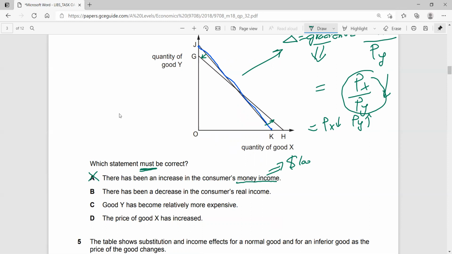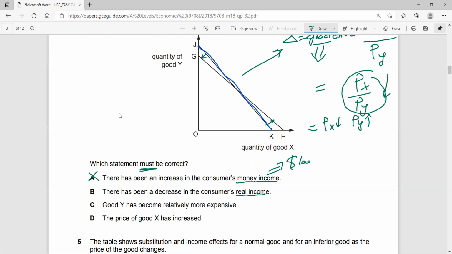Part B says there has been a decrease in the consumer's real income. Now, what you should know is that your real income increases if your purchasing power increases, usually when prices decrease, so you can buy more. And your real income decreases if your purchasing power decreases, usually when prices increase, so you unfortunately can buy less.